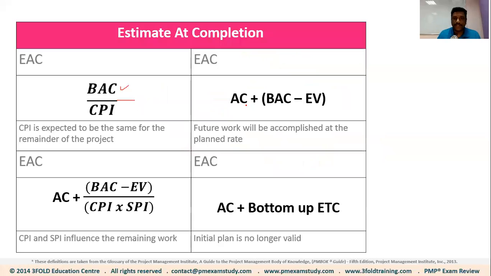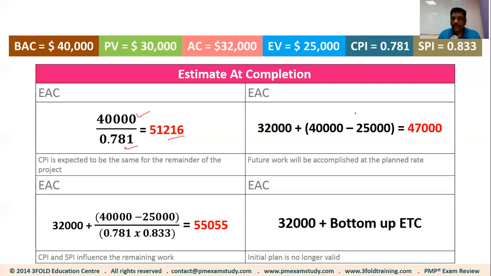So the formula is actual cost plus BAC minus EV. Actual cost is 32,000. BAC minus EV is nothing but the remaining work, which is 40,000 minus 25,000. So using this assumption, the EAC is 47,000. When you think about it, this 47,000 is nothing but your BAC of 40,000 plus your variance so far. Your variance so far, remember, is 7,000.